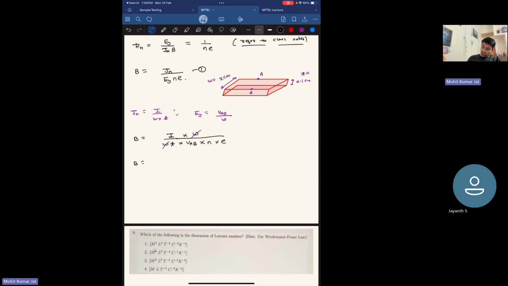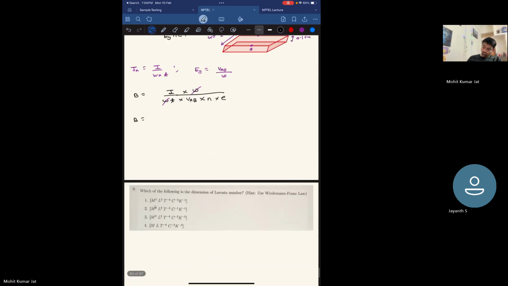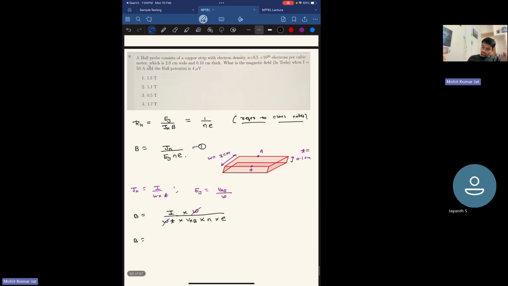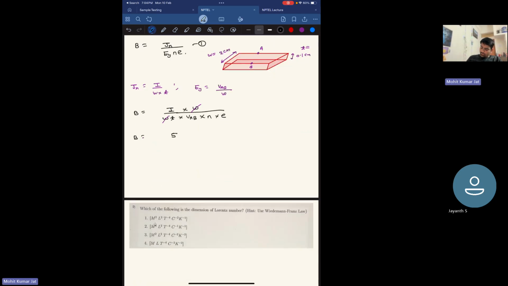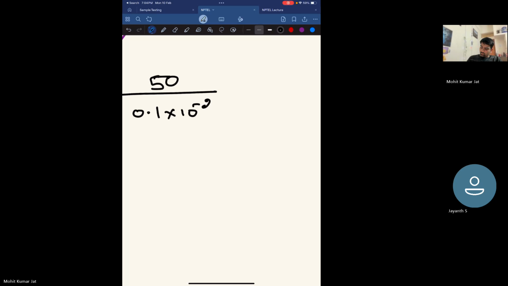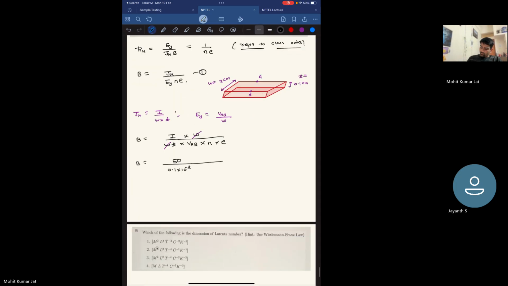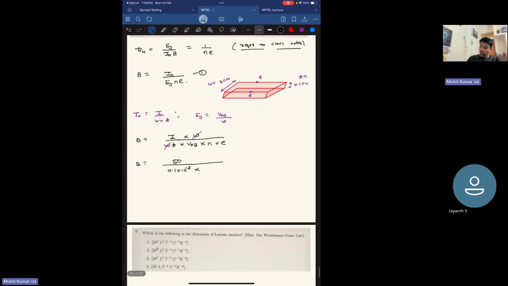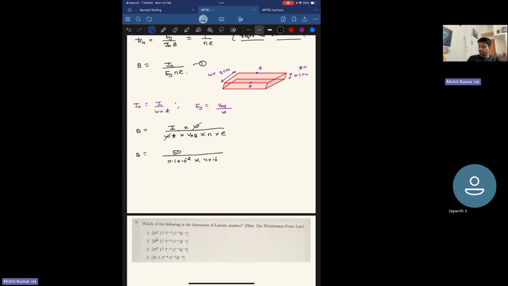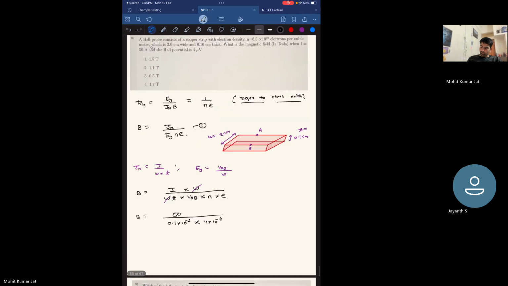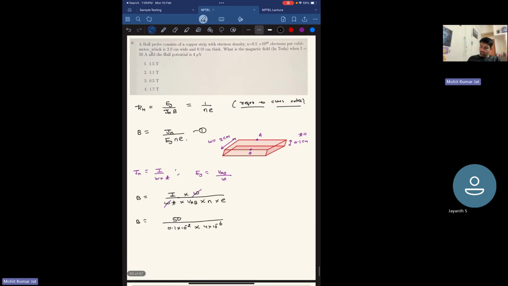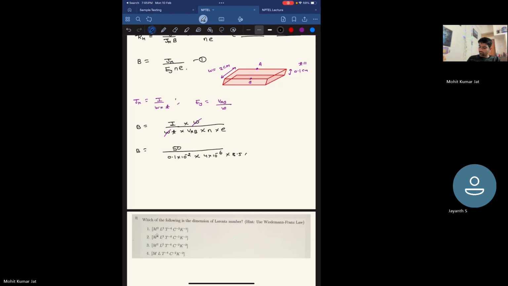So B is nothing but I, given in the question, is 50 amps. T is 0.1 centimeter, 10 power minus 2. VAB is 4 microvolt, it will be 4 into 10 power minus 6, times N. N is 8.5 into 10 power 28. And 1.6 into 10 power minus 19.